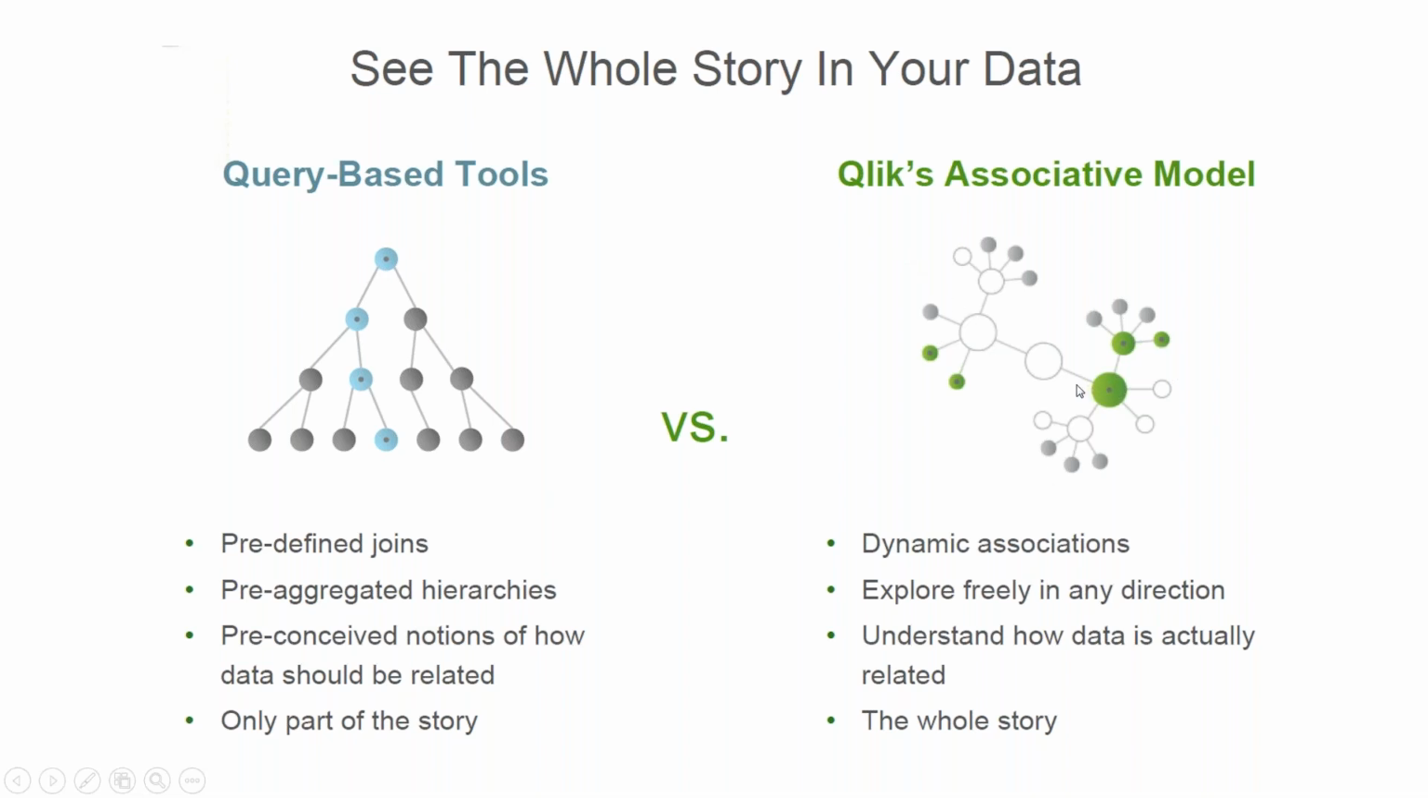Like I selected, I can select a customer, I can select a product, I can select a city. In any direction I can select it. It's not that I can only go for city, then product, then customer.